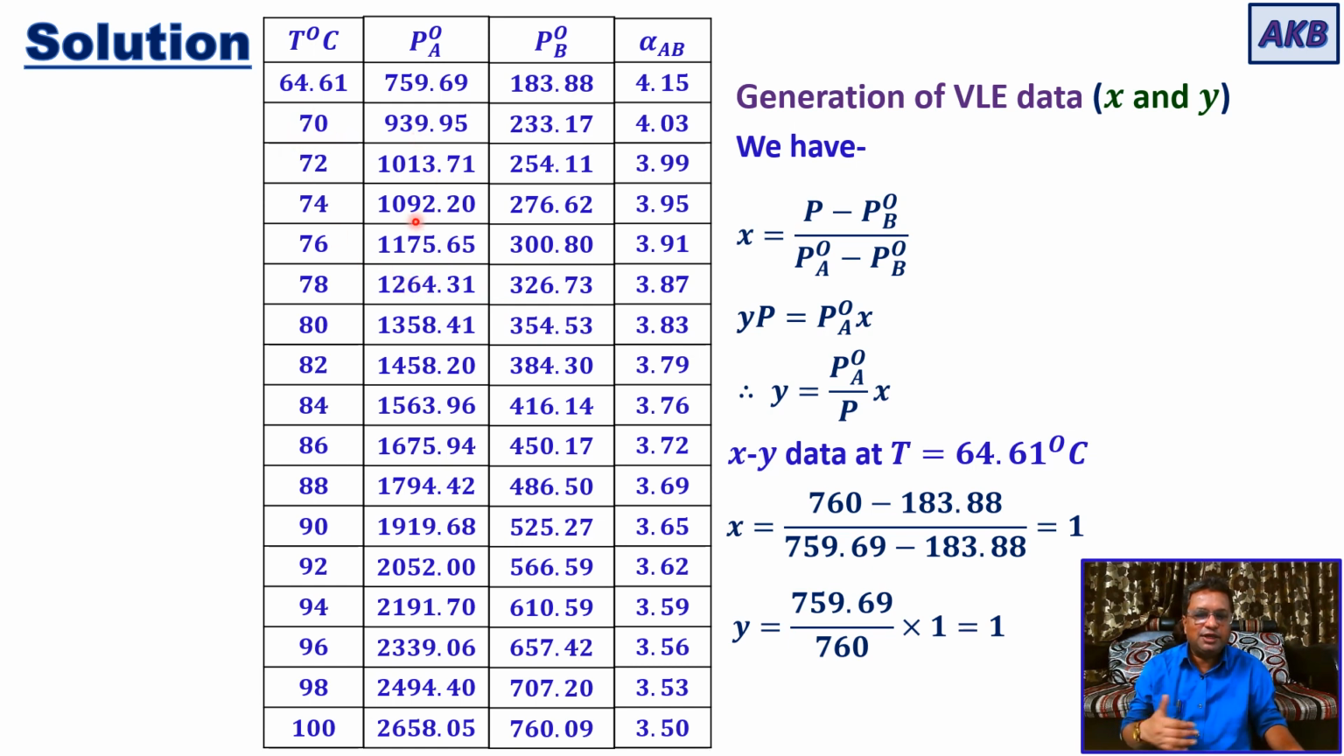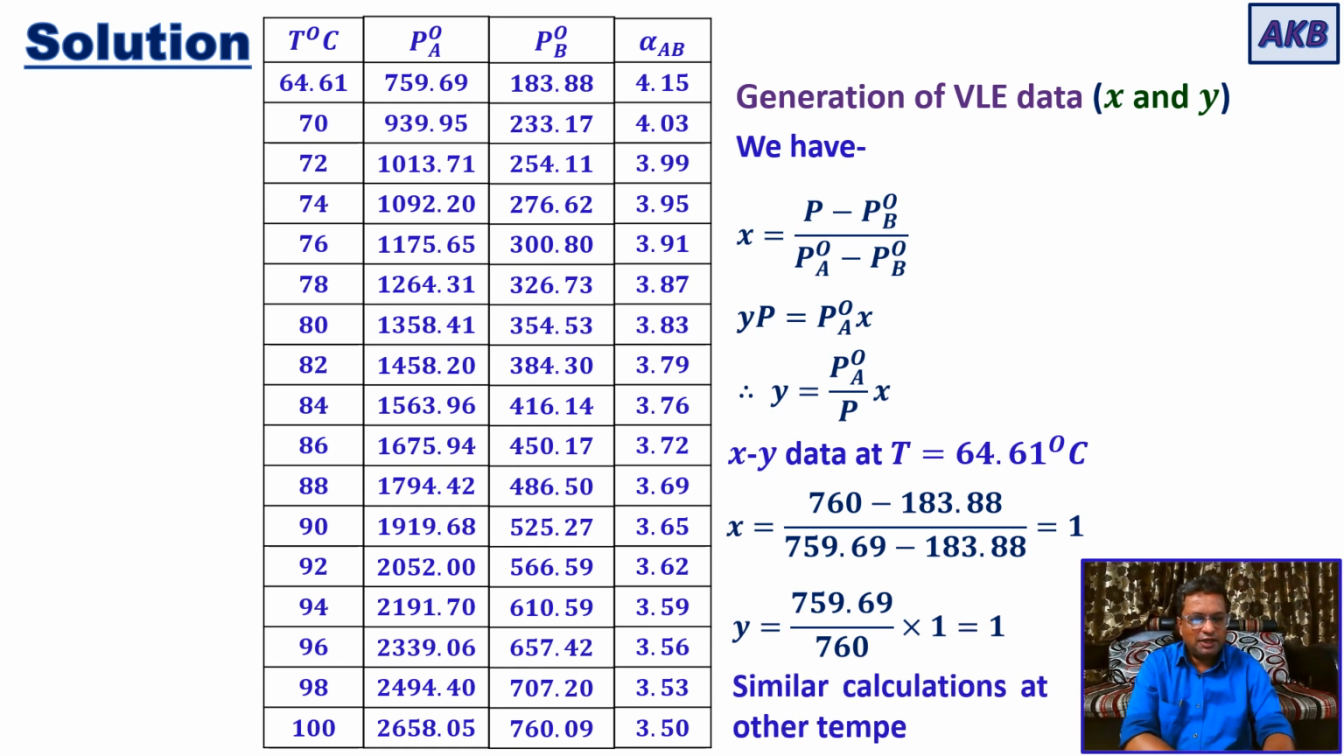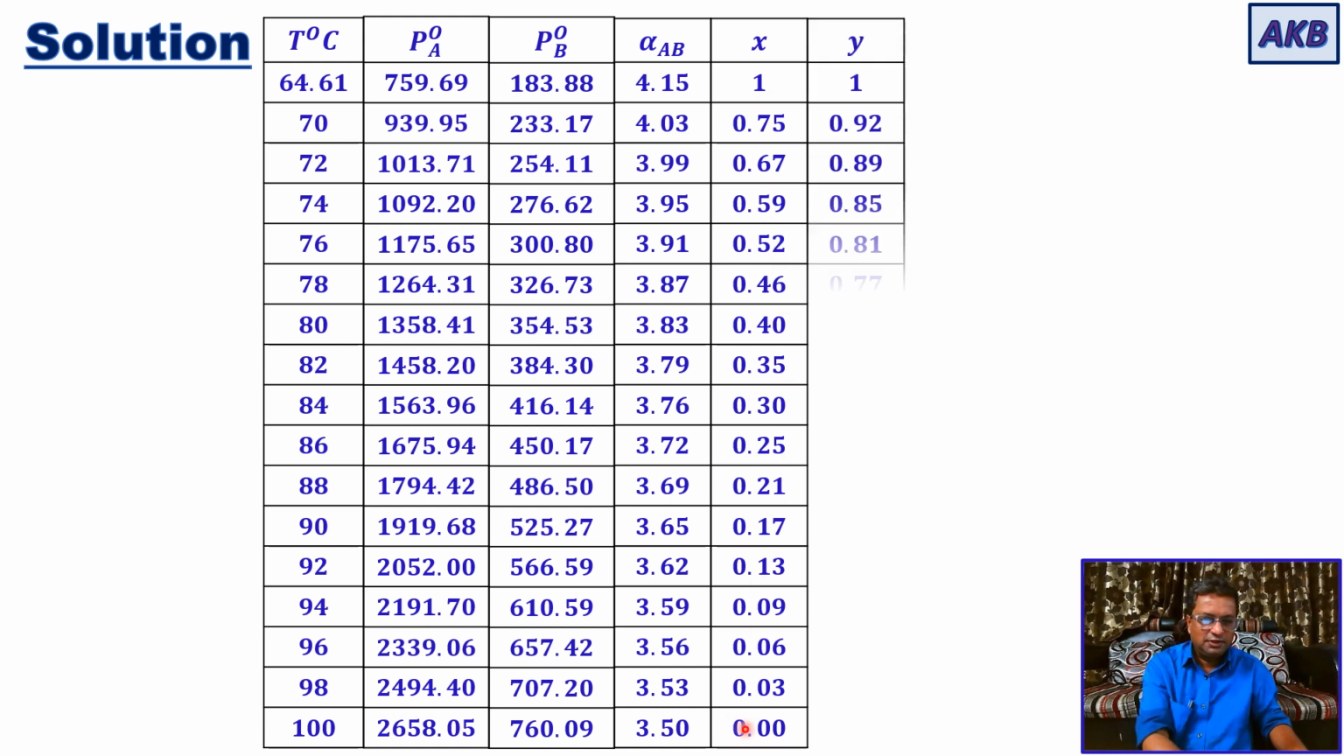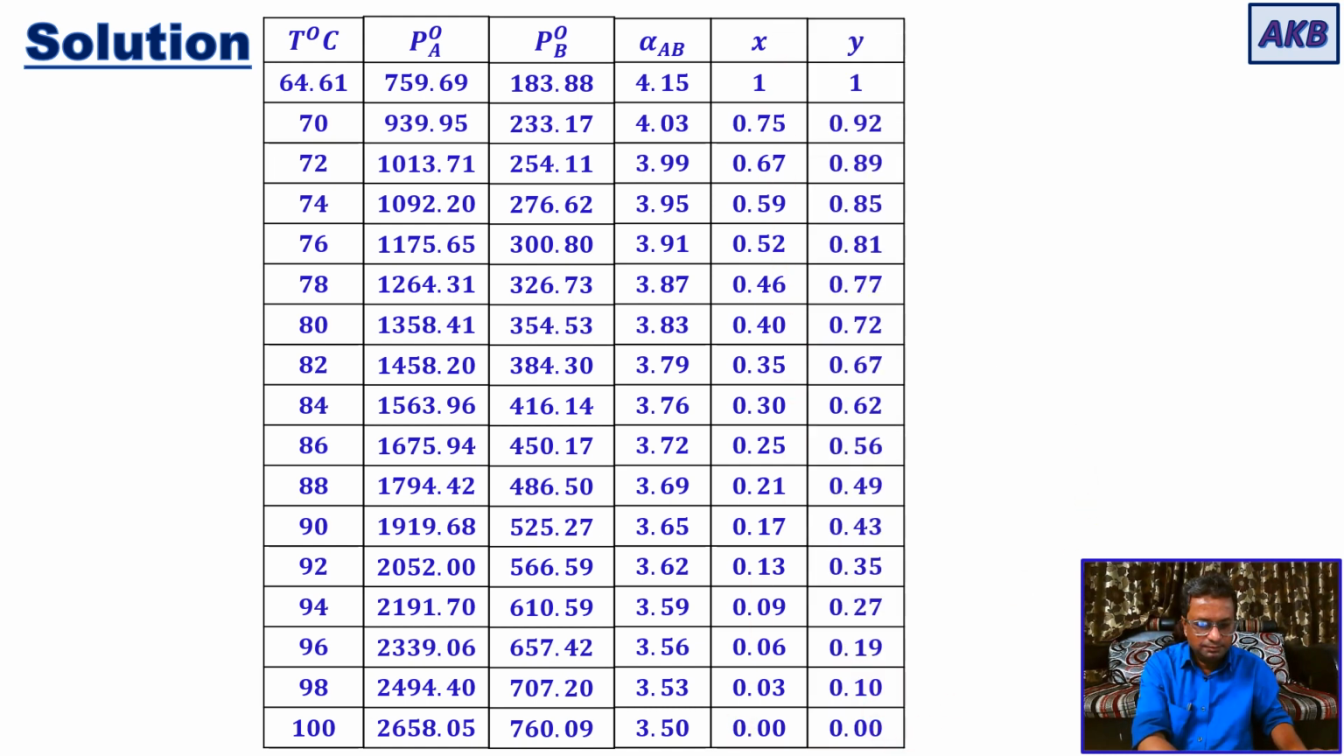In that way, you will be getting x and y for each of these temperatures, and all those x and y values will be the xy data, which is nothing but vapor liquid equilibrium data, the data of compositions of vapor and liquid when they are in equilibrium with each other. Similar calculations are done at other temperatures. After using all those steps that I just told you, I get various values of x, then I get various values of y.